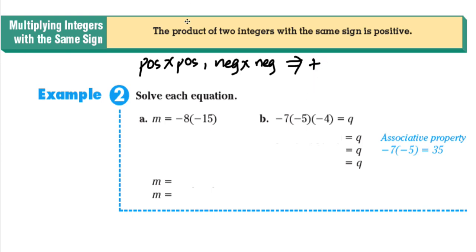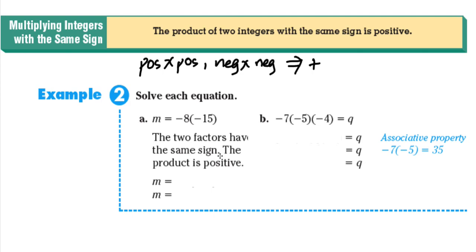Taking a look at example number 2, solve each equation. You have negative 8 times negative 15. The two factors have the same sign, so the product is positive. So negative 8 times negative 15 will give you a product of positive 120.